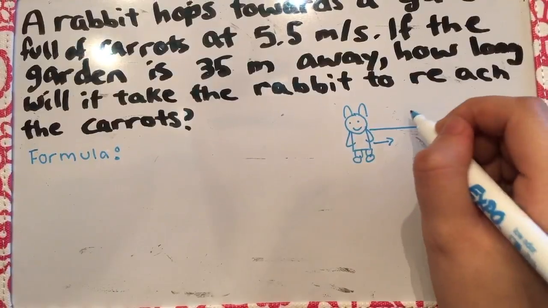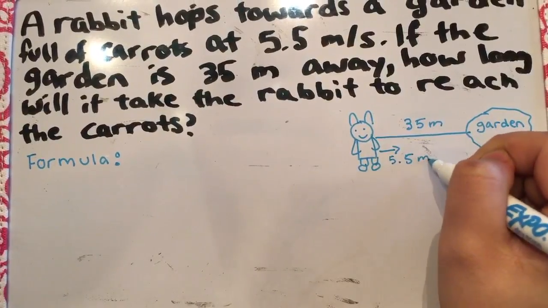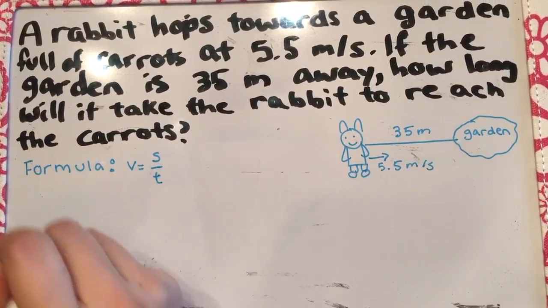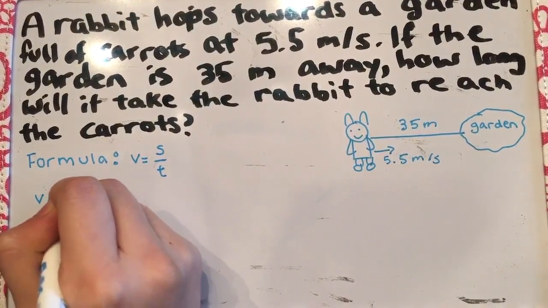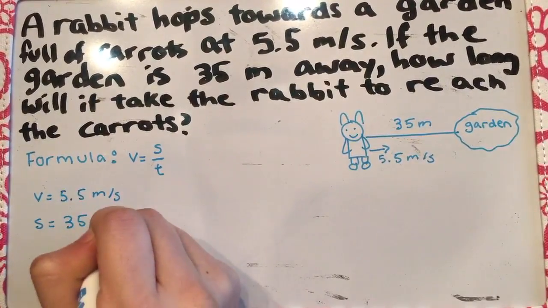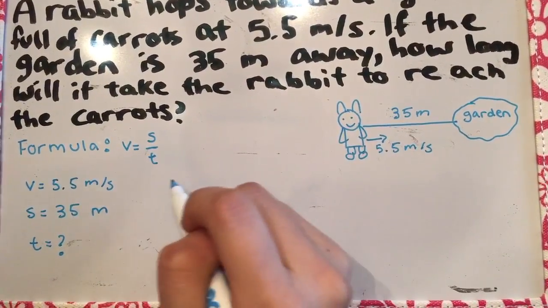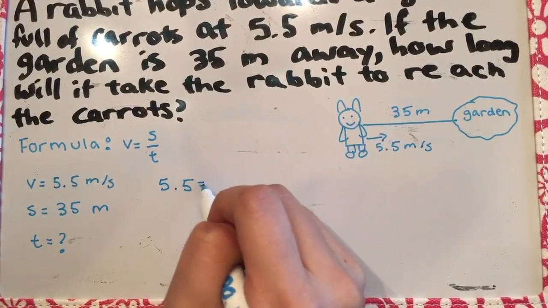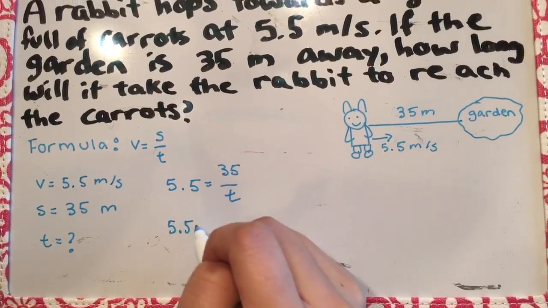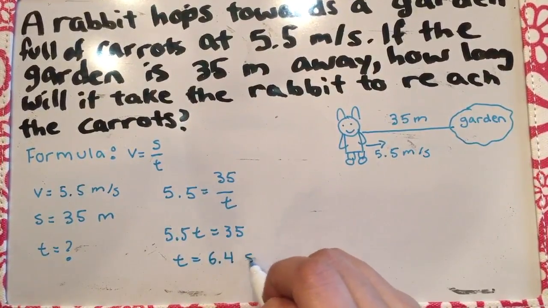First, we know the rabbit is 35 meters away from the garden, and we know the rabbit is traveling at 5.5 meters per second. The formula we're going to use is velocity equals displacement over time. Let's figure out what the velocity is. Velocity is 5.5 meters per second. It's already given. Displacement is 35 meters. We need to figure out how long, which is we need to figure out what time is. So we're going to plug these values into the formula. 5.5 equals 35 over t. We need to figure out what t is. Seconds.